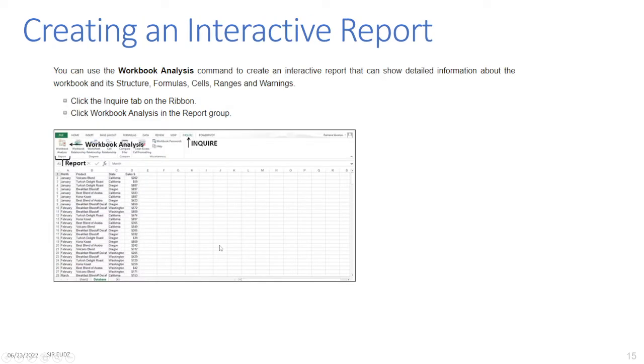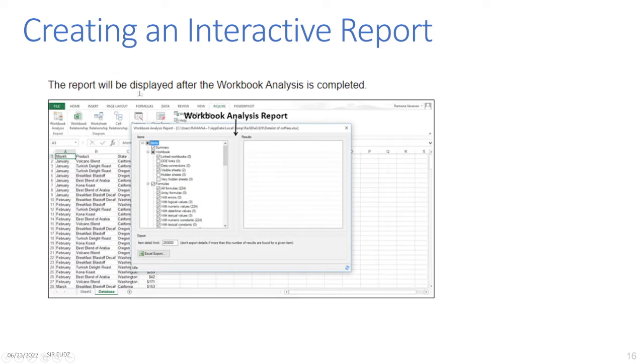Creating an interactive report. You can use the Workbook Analysis command to create an interactive report that can show detailed information about the workbook and its structure, formulas, cells, ranges, and warnings. Click the Inquire tab on the ribbon and click Workbook Analysis in the Report group. So this is the Report group. The report will be displayed after the Workbook Analysis is completed.